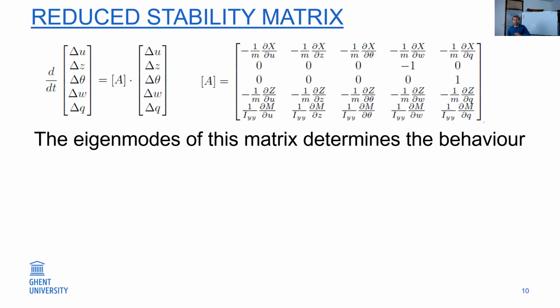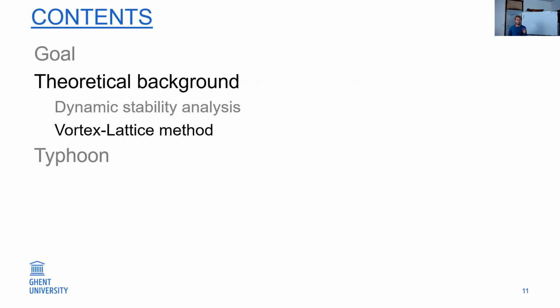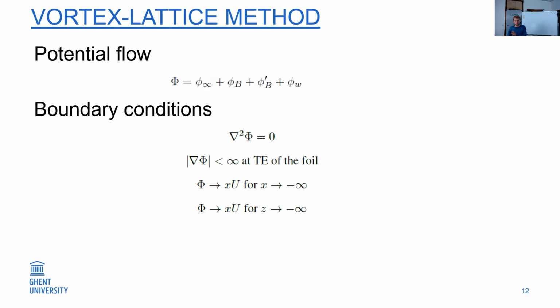Why do we need to evaluate the stability matrix? It's because we need the eigenmodes of this matrix to determine the dynamic behavior and to quantify stability. So these force and moment derivatives need to be calculated somehow, and that is why we use the vortex lattice. That is why we use Typhoon.